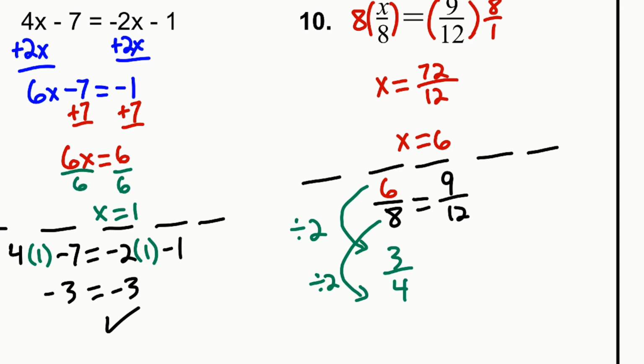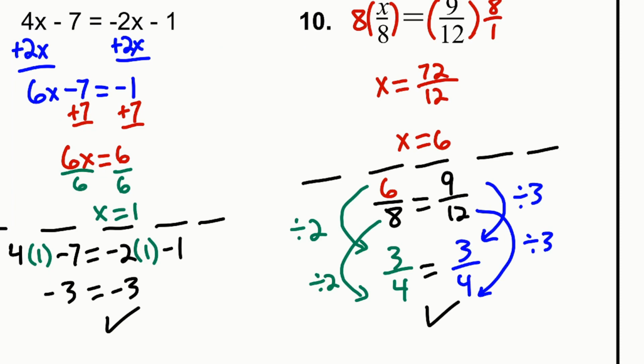And that's going to be equal to, on the other side, 9 and 12 are both divisible by 3. So I'm going to write it in reduced form, lowest terms. But it's not really reduced, it's really lowest terms. By dividing by 3, they're both divisible by 3. 9 divided by 3 is 3. Over 12 divided by 3 is 4. And that checks.